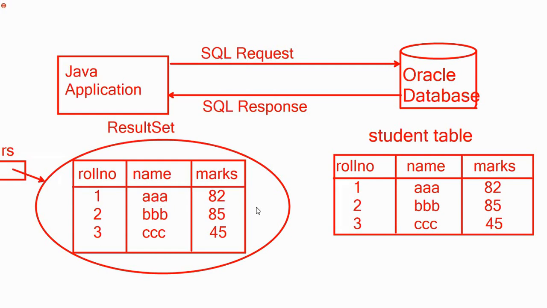Now you observe: through the Java application, I'll send one SQL query, select star from student, executed here. This total data comes as an object, and that object is referred to by RS. This is your scene.